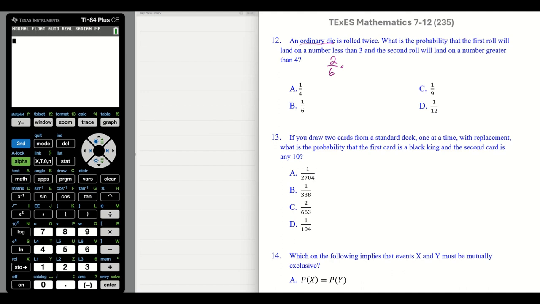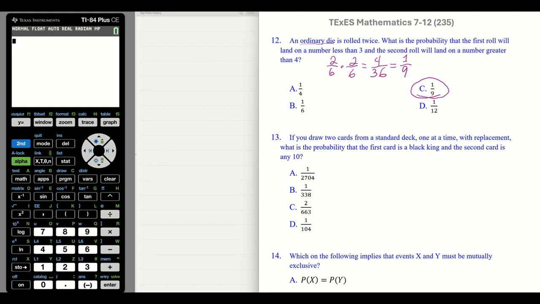And a number greater than 4 would be 5 and 6. That's also 2 out of 6, which equals 4 out of 36. If you simplify that, you will get 1 out of 9, which is option C.